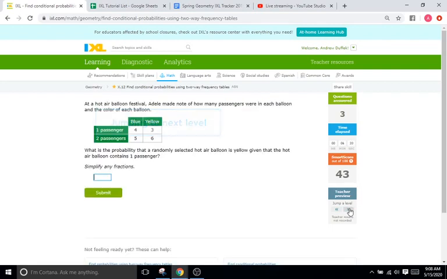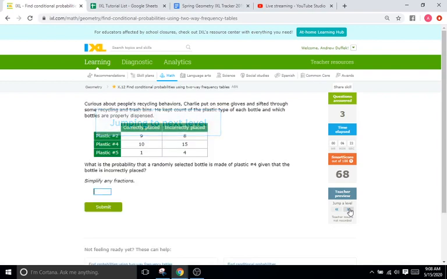I'm going to jump again. Now we're up to 3 rows. What is the probability that a randomly selected bottle is made out of plastic, number 4, given that the bottle is incorrectly placed? So how many bottles were incorrectly placed? 8 plus 4 is 12. 12 plus 15 is 27. So out of 27. And what is the probability that a randomly selected bottle is made out of plastic, number 4? So plastic, number 4, and incorrectly placed is going to be just 15. So it's going to be 15 out of 27.